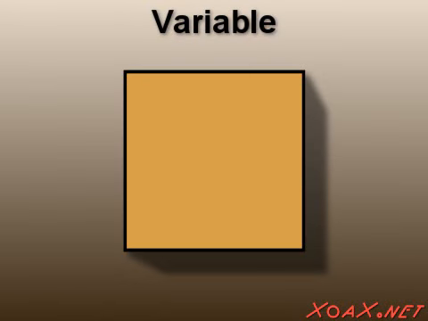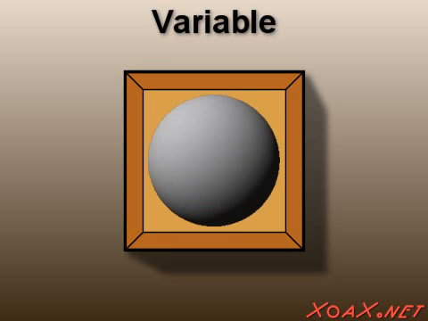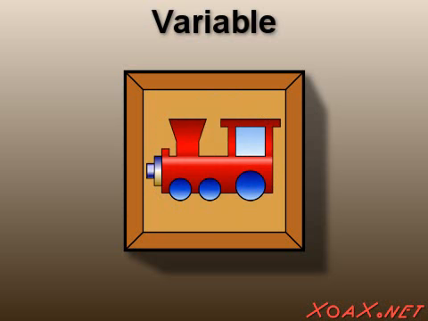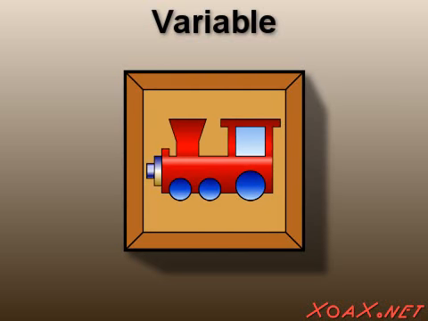A variable, as the name suggests, is something that can be changed. We can think of a variable as a box that can hold an object. We can store a ball in the box, or we can store a train in the box, and whatever we put in the box remains there until we remove it. We can also look into the box to see what is in it.